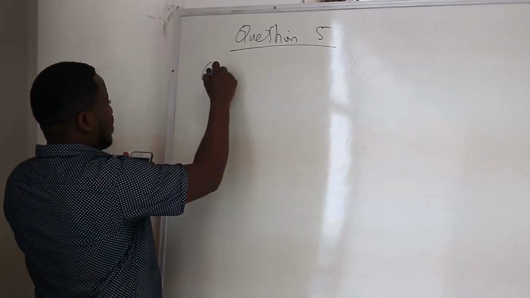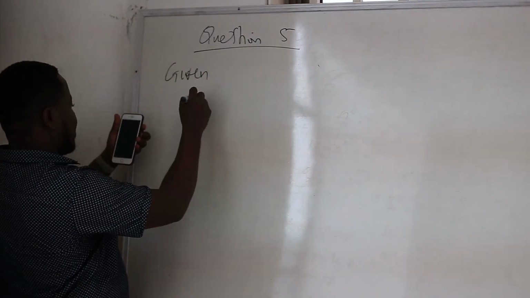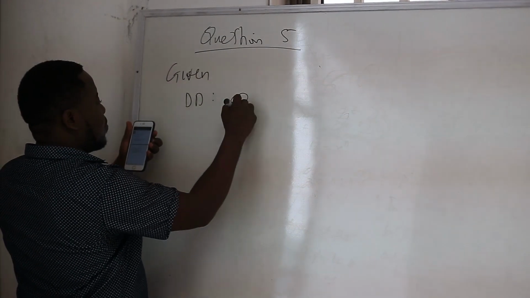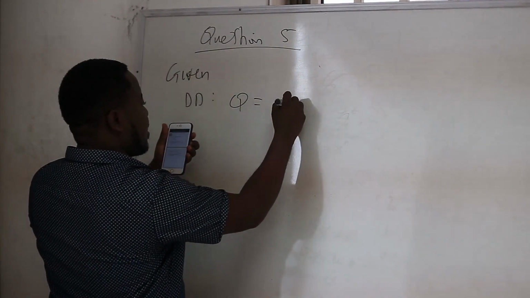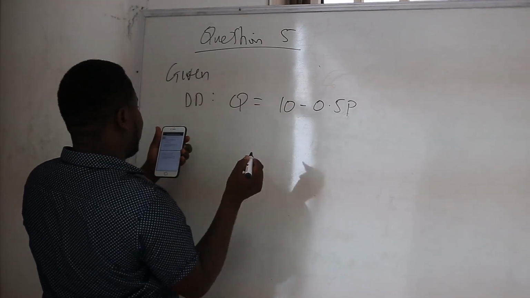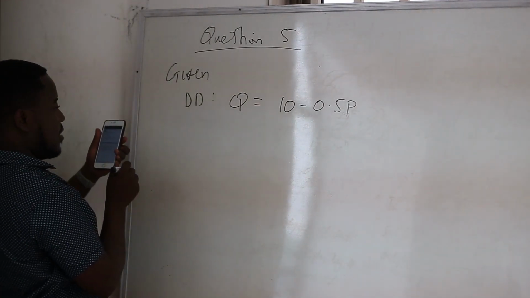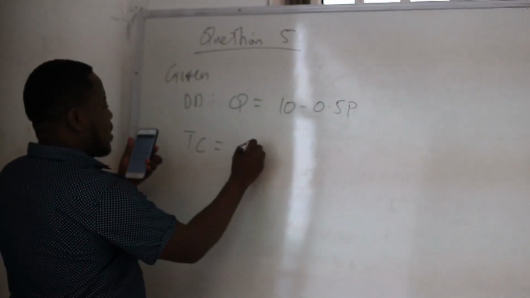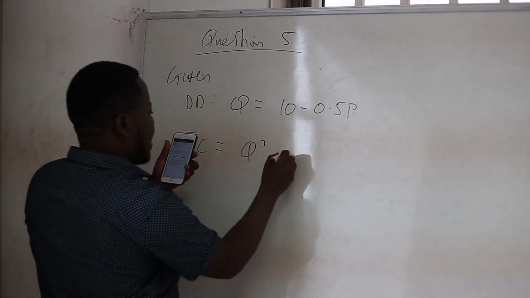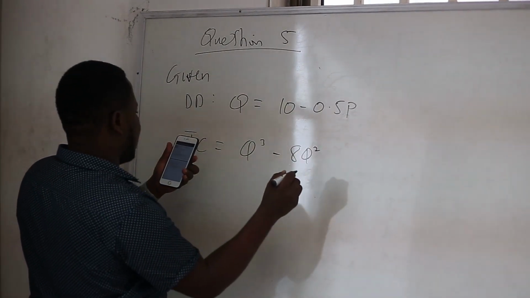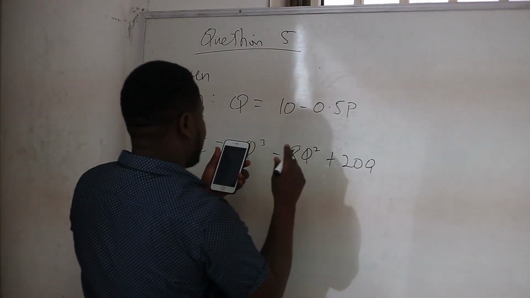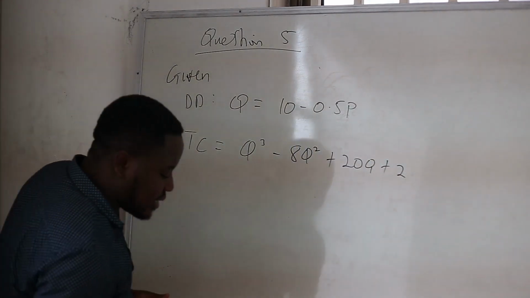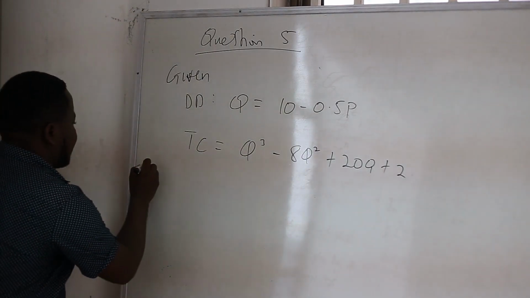So we are given the demand curve, Q is equal to 10 minus 0.5p. Then total cost is equal to 3q minus 8q squared plus 20q plus 2. The first part of the question says we should find the profit function.